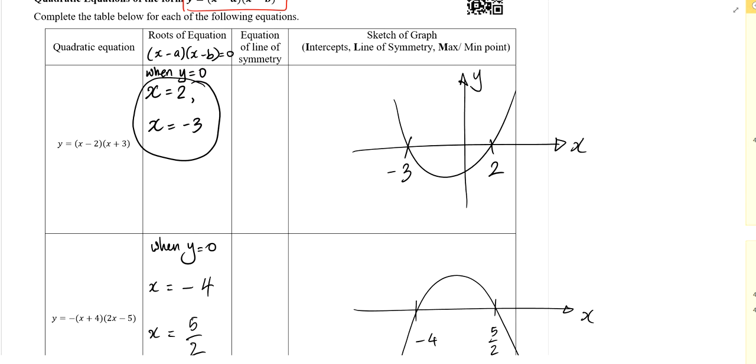Negative 0.5. How do you get negative 0.5? Negative 3 plus 2 divided by 2. So you're finding the average. In the middle of negative 3 and 2 is negative half. So the minimum point is negative half, comma, something else, a blank. I'll leave it as a blank first; we'll fill it up later.